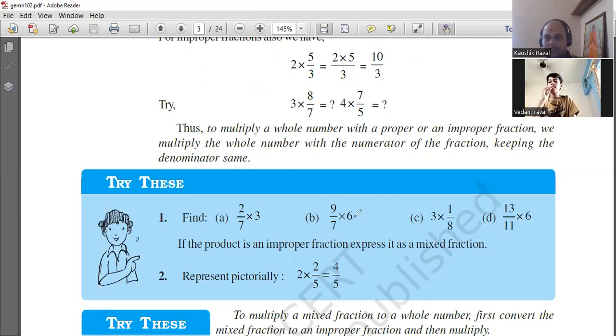9 6s are 54. But again, what is this? Improper. So convert that into a mixed fraction. Do it, with mental math or division. Up to you. If you enjoy doing mental math, you should go for it. Sometimes it will be a bit frustrating. You'll get tired of it, you'll get bored of it, thinking that I'm not getting the correct answers, I don't want to try it. It will happen. But if you keep on doing it, you'll be very good at mathematics.